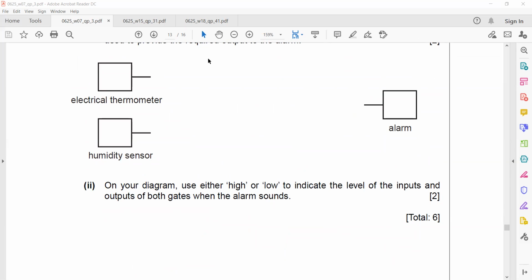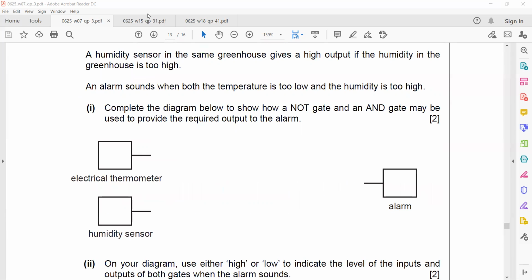Then this is actually related to the part which we already drew. Use your diagram, use either high or low to indicate the level of input and output when the alarm sounds. So you just have to mention low. So this was low. You can mention 0. This one is high. So 0, it will be 1, or high. High, the final will be 1, so it will be on.